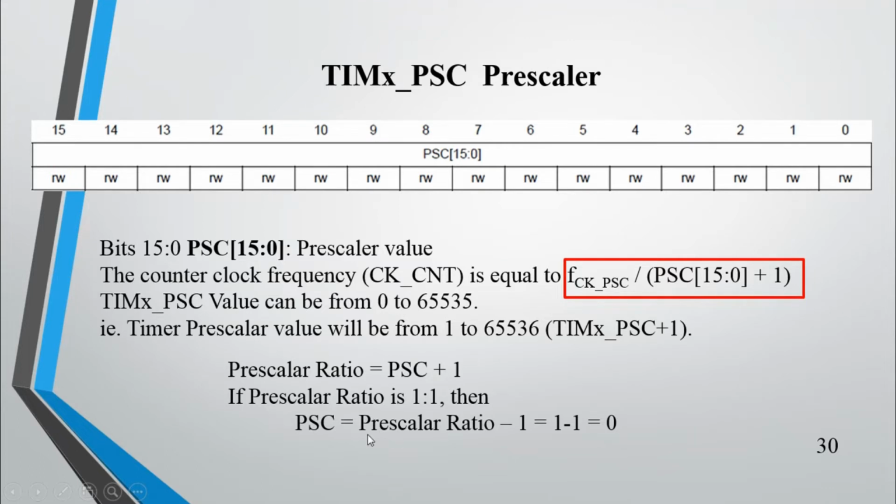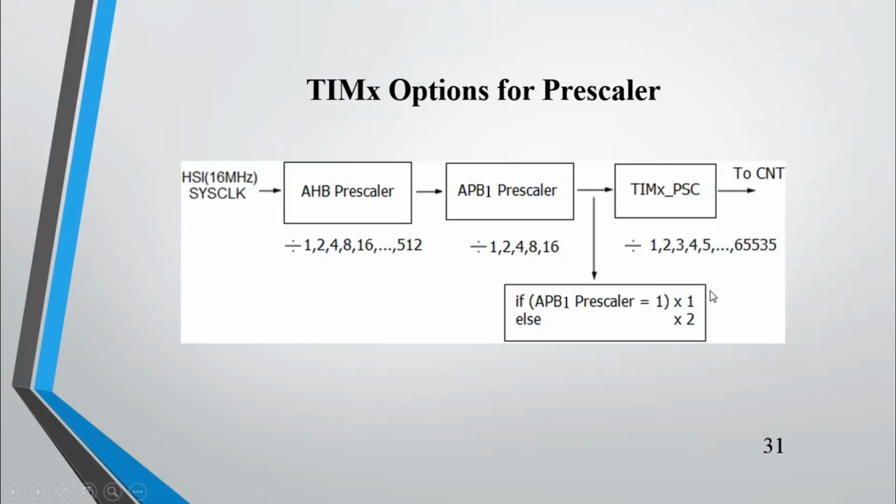So whatever prescaler ratio you need to have, you need to subtract 1 from that, and that value should be loaded into PSC, that is prescaler register. So always by configuring the prescaler register, you are dividing the timer clock by PSC value, that is whatever value you have written here, plus 1. PSC plus 1 is nothing but your actual prescaler that you need to set.